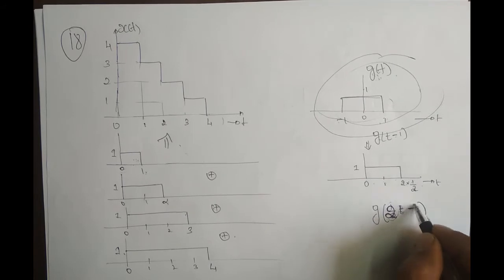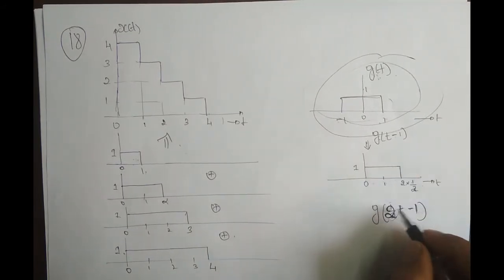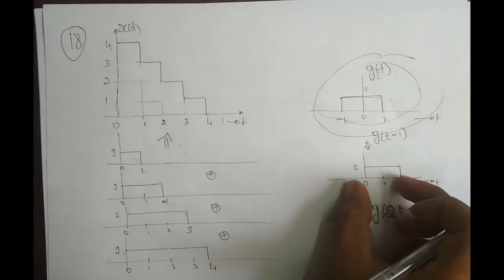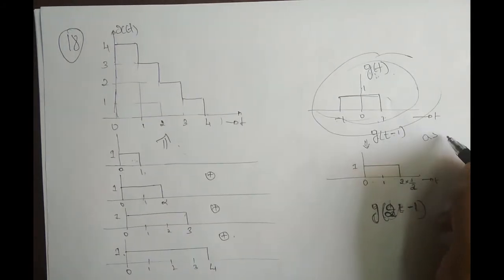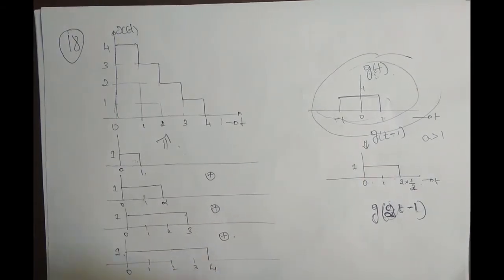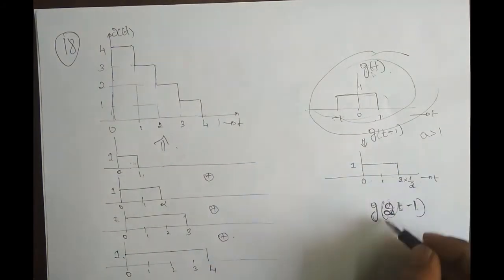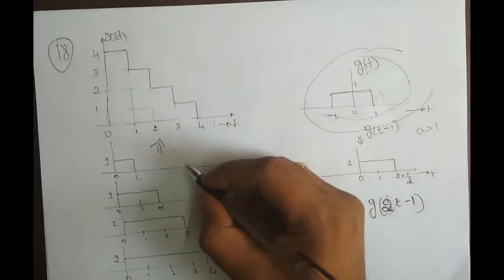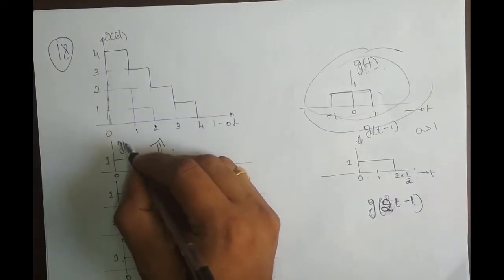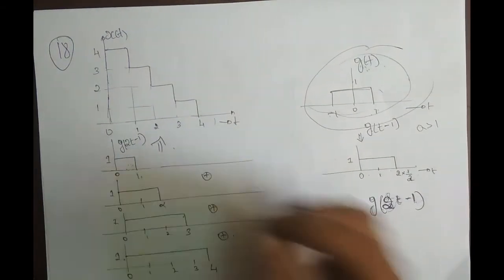So I missed that. Since I multiplied by 1 by 2 here, in terms of the mathematical equation, this has to be g of 2t minus 1, because I am compressing now. Since I am compressing it, for t greater than 1, it has to be the compressed version, right? Therefore, I shifted it and then I time scaled it. Fine. So this is the equation g of 2t minus 1 in terms of g of t for this signal.